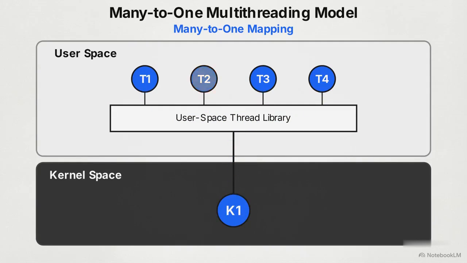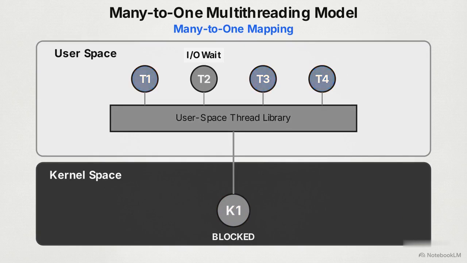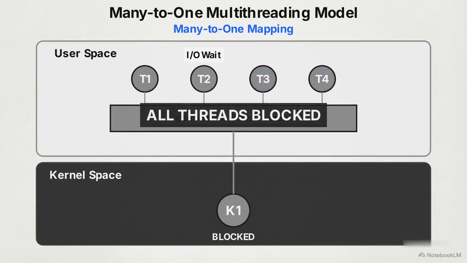The design fails when one of the user threads, like T2, executes an I/O request, such as reading a file from a disk, which forces it to wait. Because the kernel is executing the entire process through a single thread, when T2 waits for the disk, the kernel pauses the entire execution. Threads T1, T3, and T4 are immediately blocked.